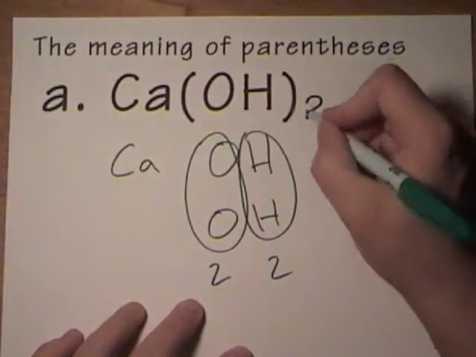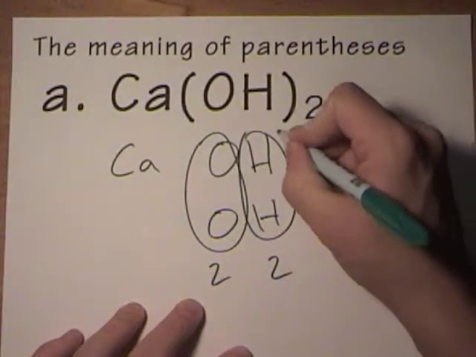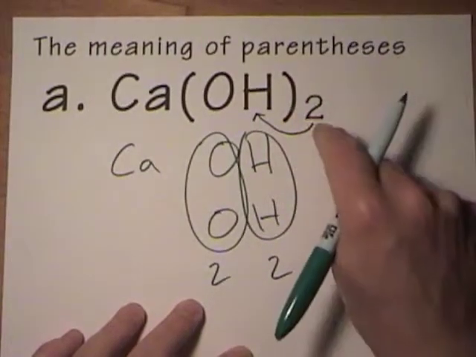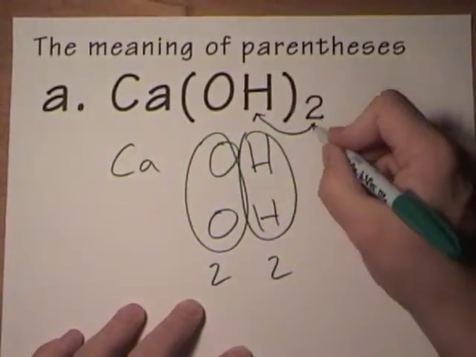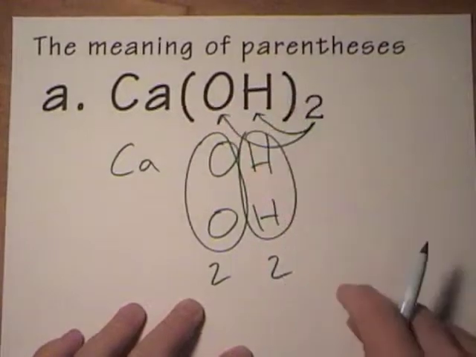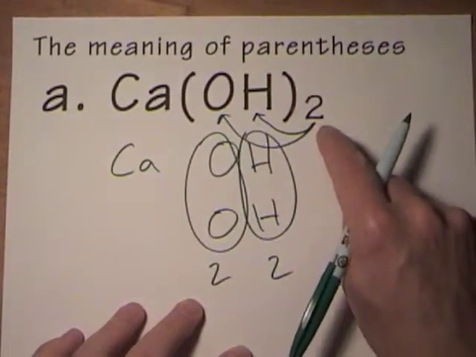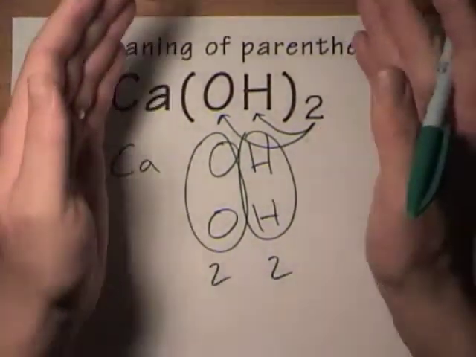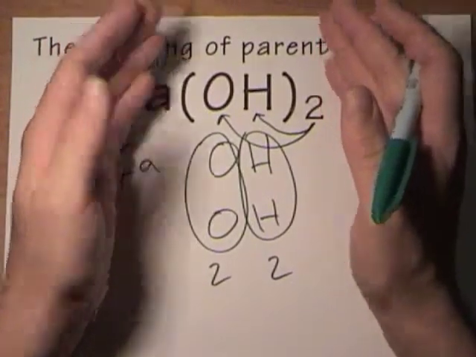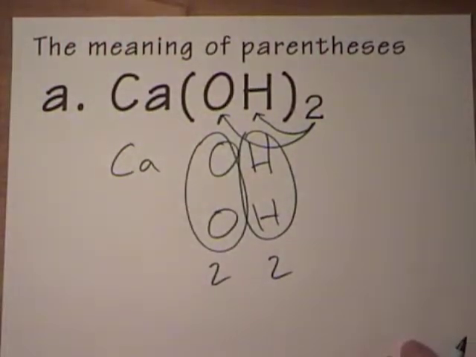Another way I could do that is to take this 2 and distribute it into the parentheses. 2 times 1 and 2 times 1. The subscript outside the parentheses counts how many things you have that are in the parentheses. Here's another example.